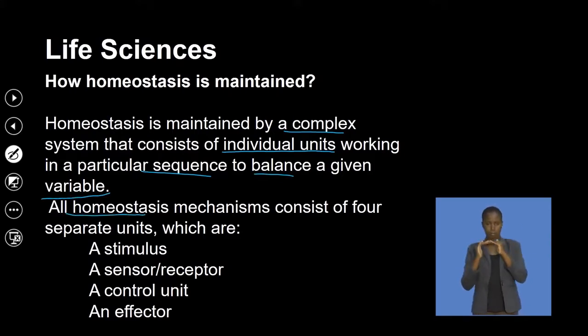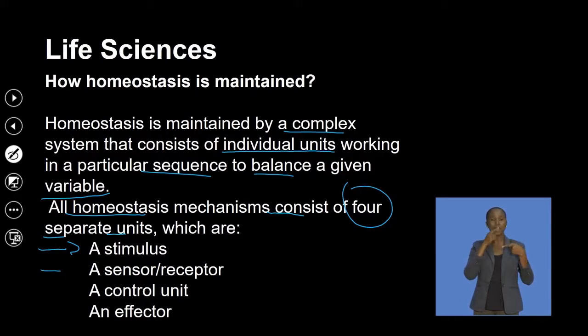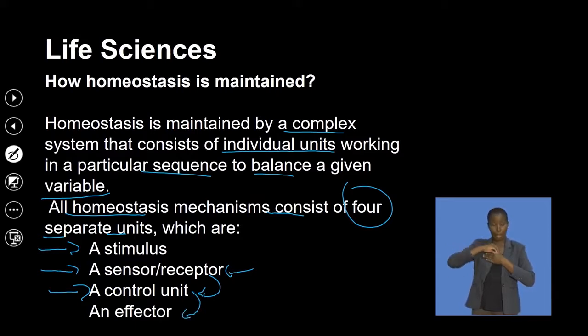All homeostasis mechanisms consist of 4 separate units, which we will unpack now. A stimulus, which is what the body understands as a change. A sensor or a receptor that identifies the change. A control center which interprets that change. And then the control center sends out a message to an effector organ to bring about a change in an opposite manner to restore the balance. So these are the 4 components of homeostasis.